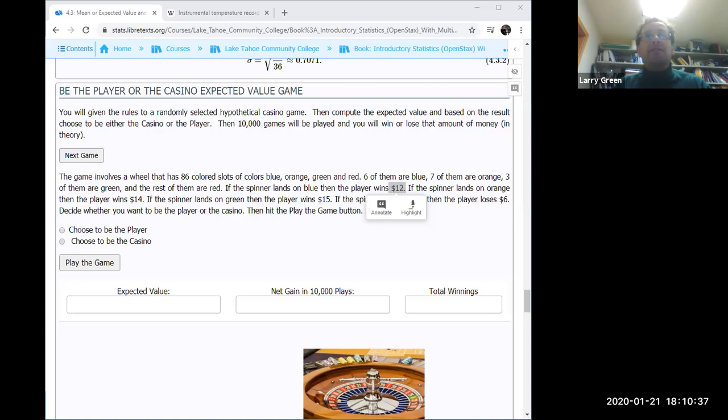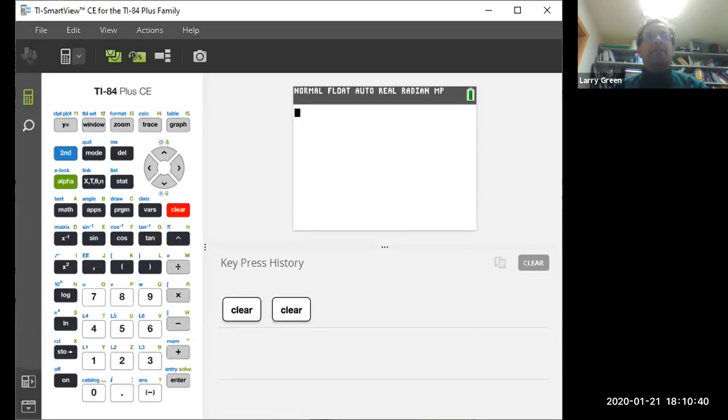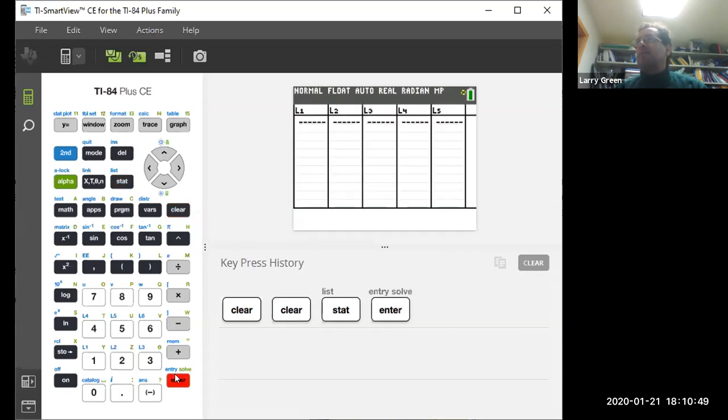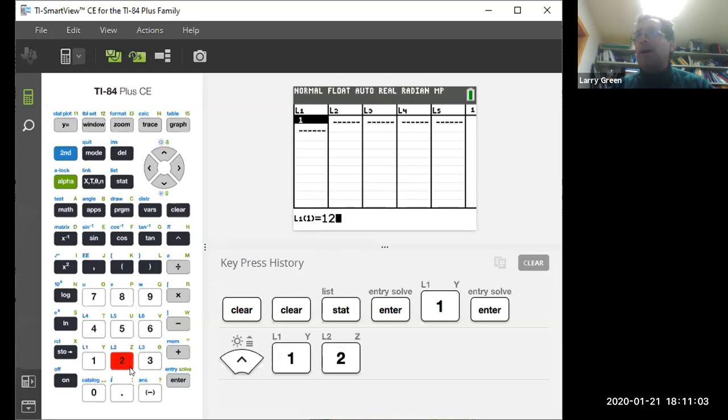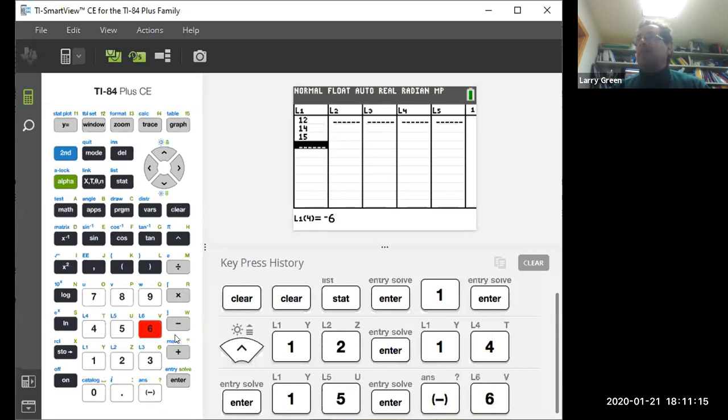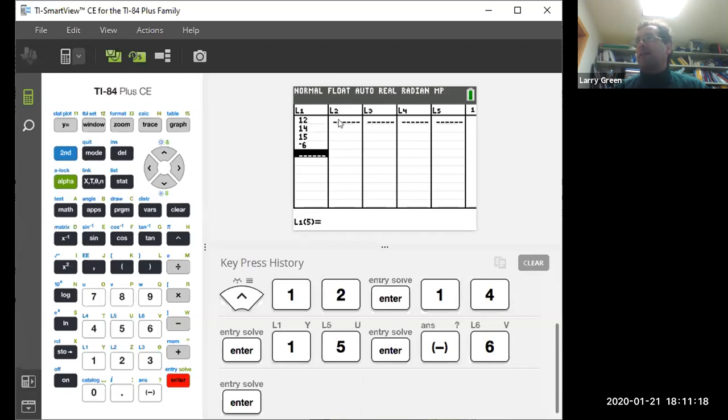Okay, so now I'm going to go to my calculator. You're used to that. I'm going to go to Stat, then Edit. In L1, if you have stuff in L1 and L2, you have to clear them out. I don't right now, so I don't have to worry about it. I have 12, 14, 15, and negative 6. Notice it's negative 6, not subtract 6, and they're actually different on this calculator.